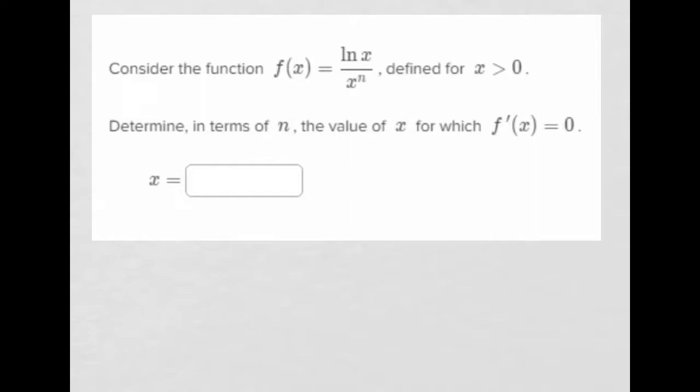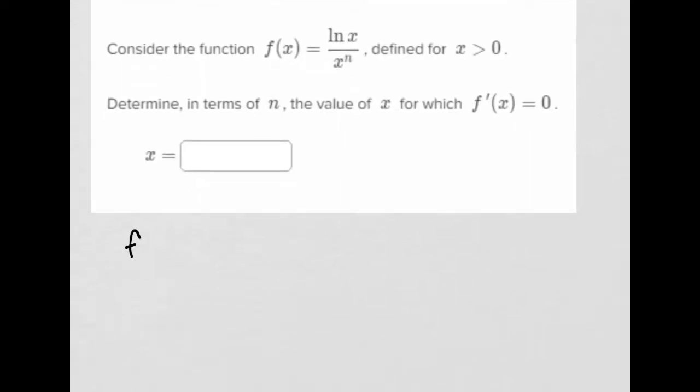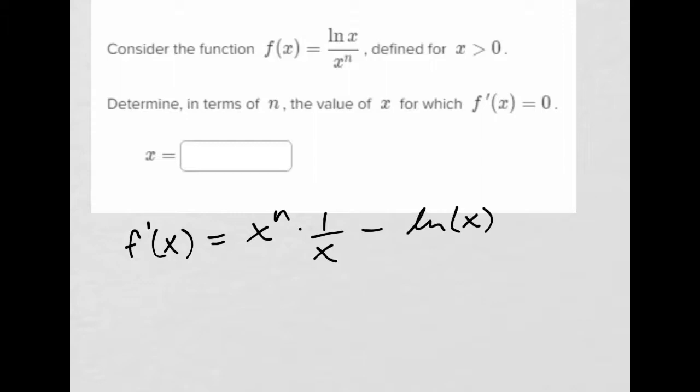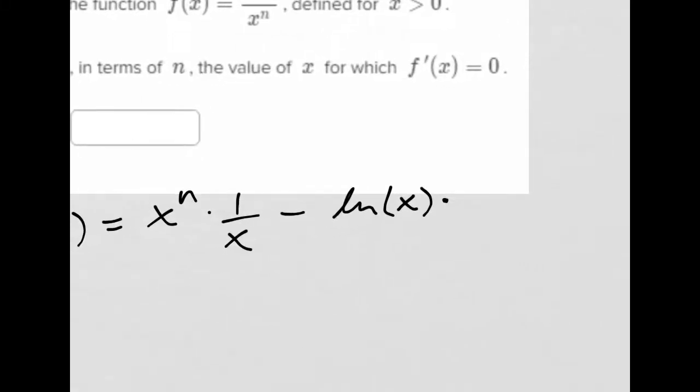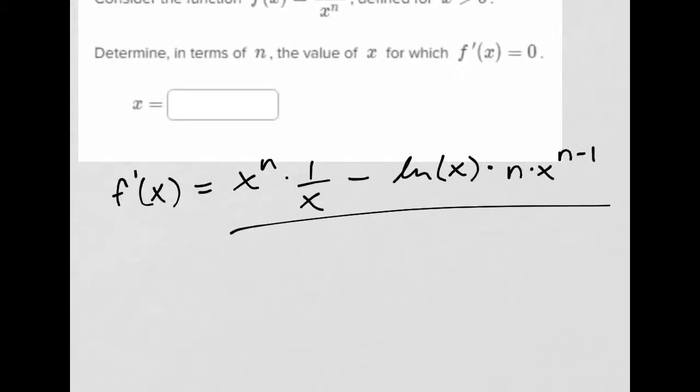So first we've got to take the derivative. So we've got f prime of x equals low, n is just a number, d high, that's 1 over x, minus high ln of x, d low. So the derivative of x to the n, that's just the power rule. You bring that out front and you subtract 1. So it's n times x to the n minus 1, all over low squared.